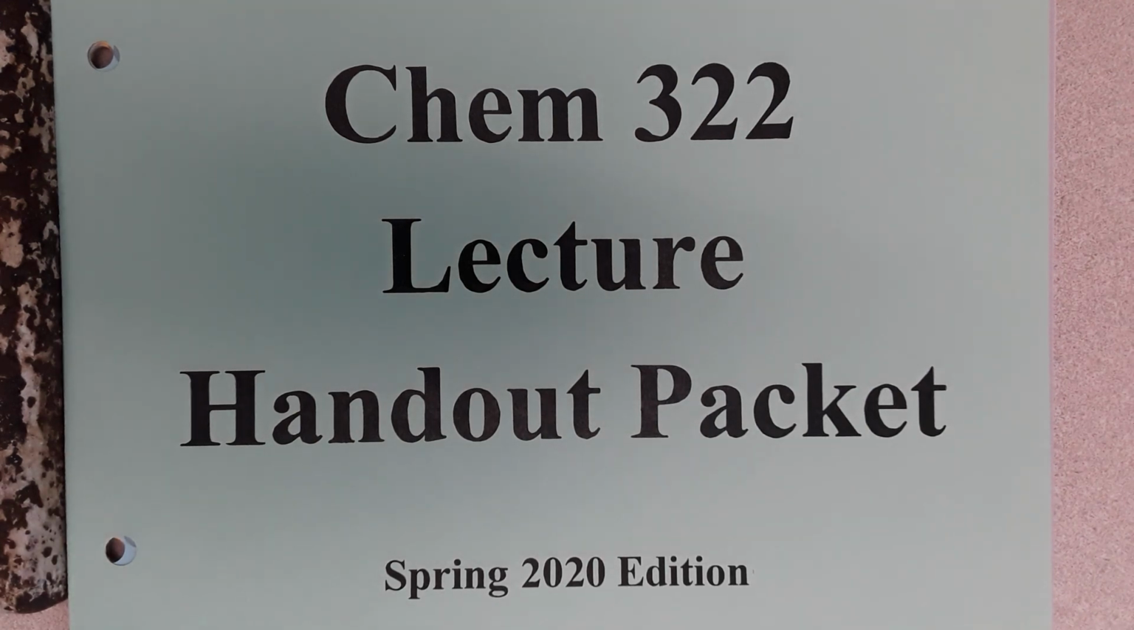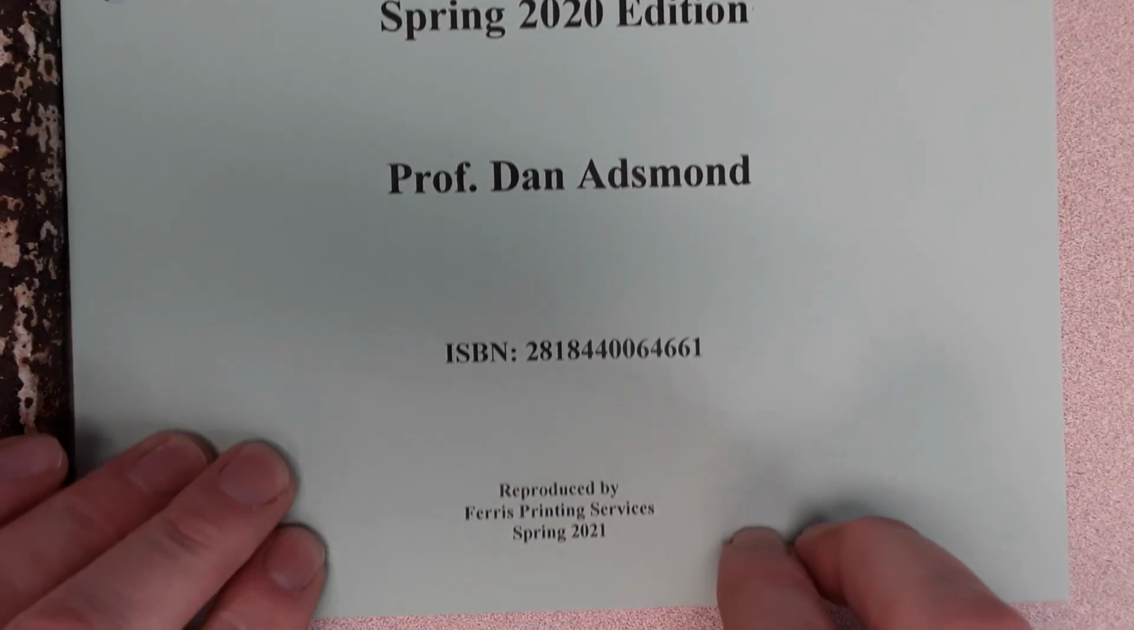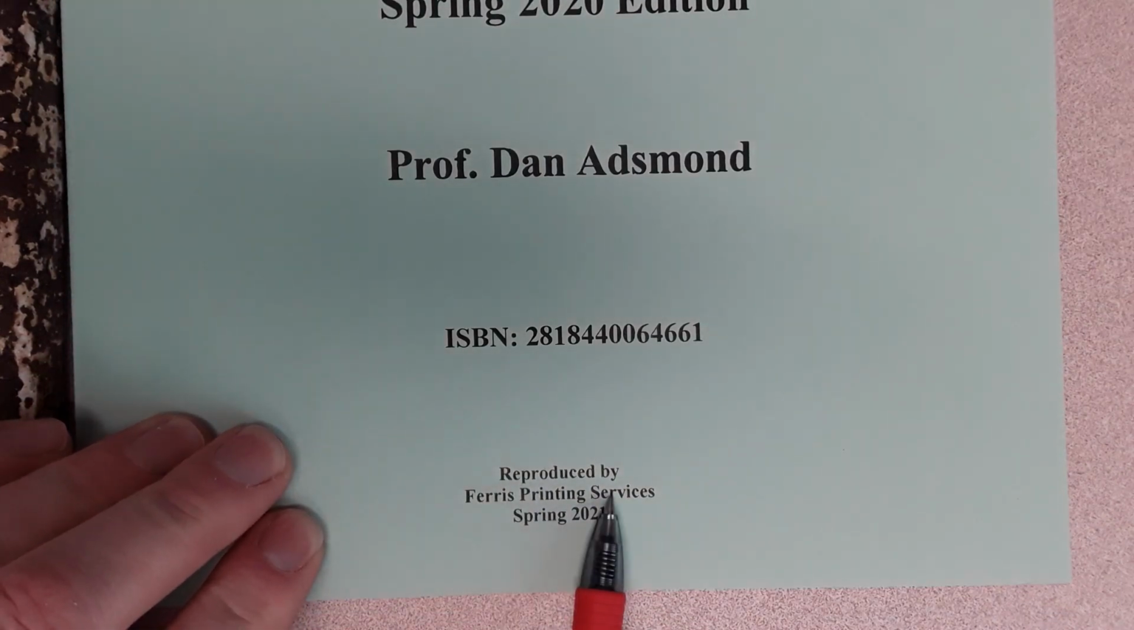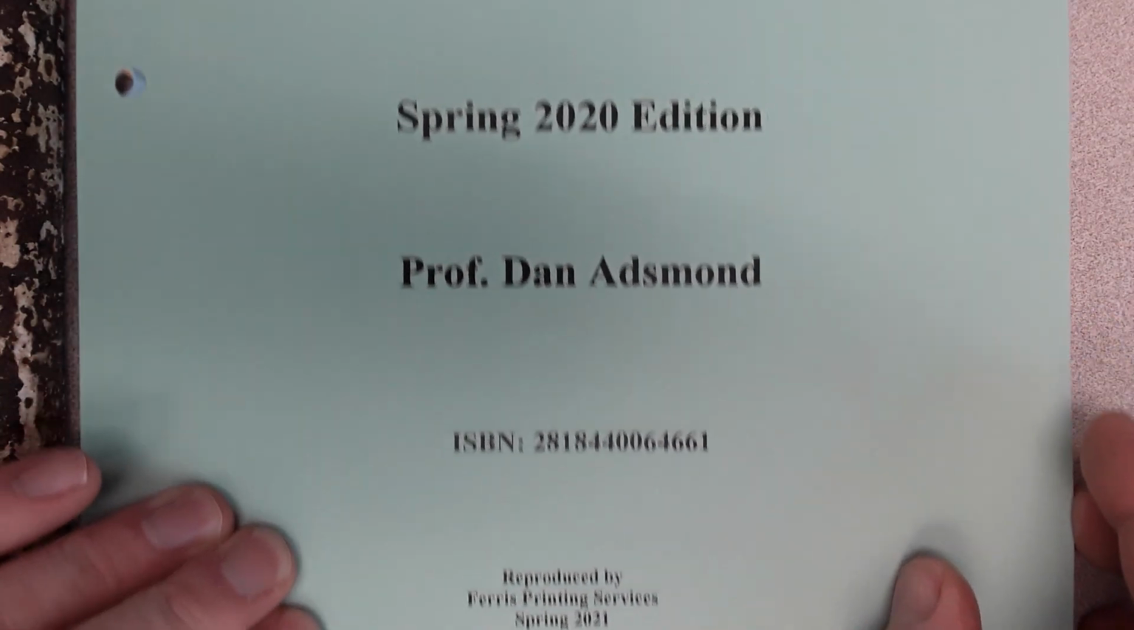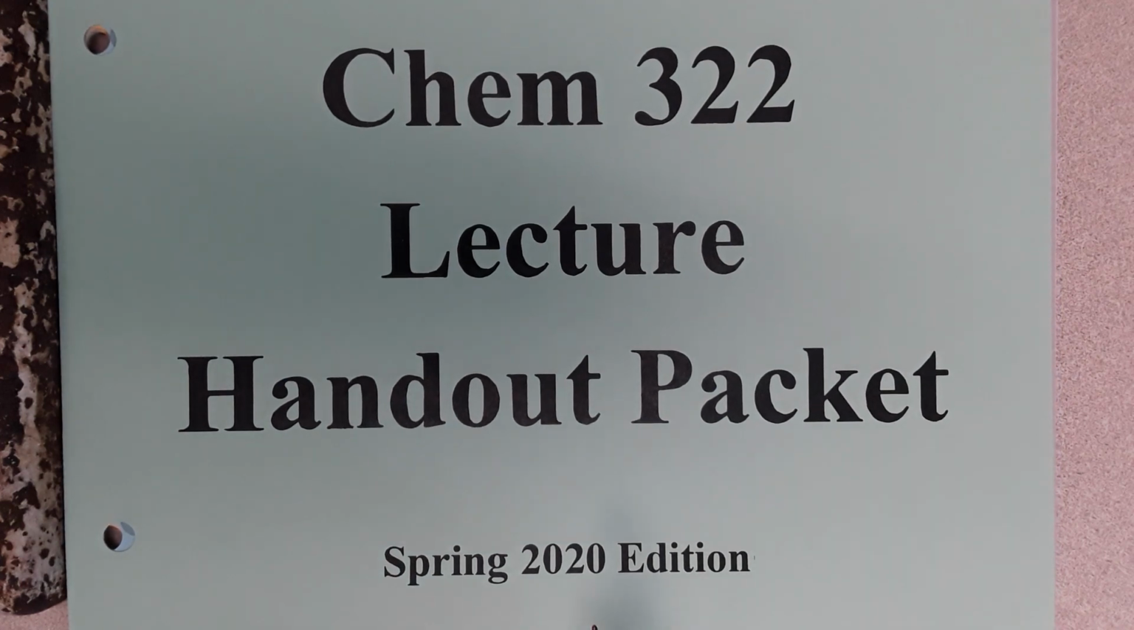Hi guys, this is the cover of the course packet that you can buy in the bookstore, and you'll notice that it says Spring 2020 edition, so you can ignore that. It is the one for the semester. Way down at the bottom, it says reproduced Spring of 2021. So sorry about the possible confusion with last year's date on it there.